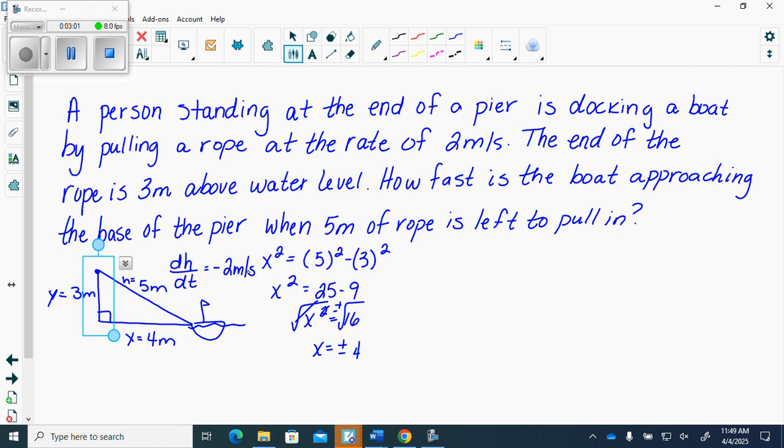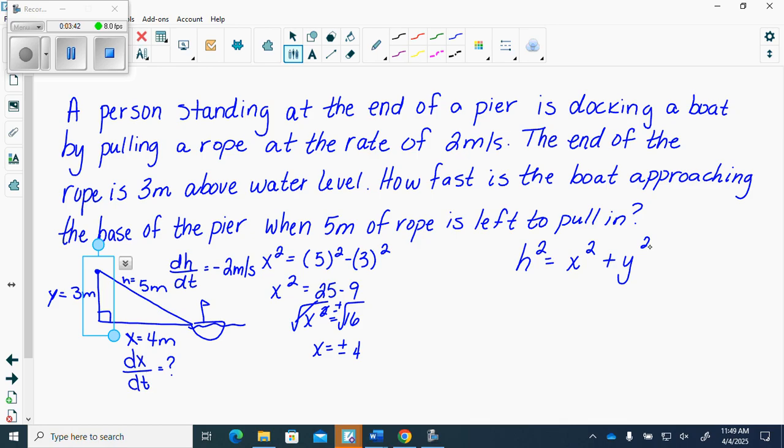They want to know how fast the boat is approaching. So is that Y or X? X. So they want dx dt. We agree? Okay. So Pythagorean theorem is our formula, which is h squared equals x squared plus y squared, or whatever you want to label them. You could label h as the rope, y as the height, the base is b. You can label them whatever you want, right? You just need to use the proper variable in the proper spot.